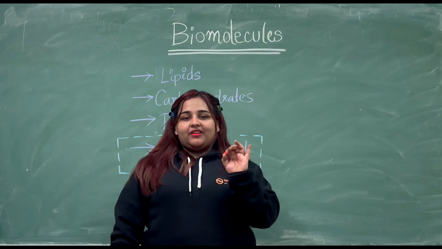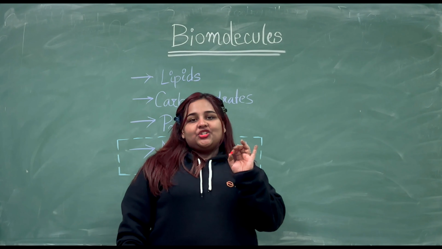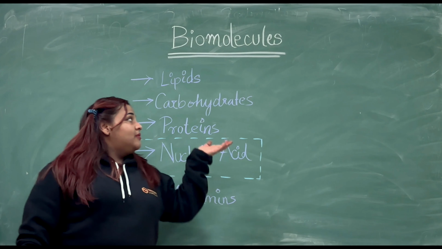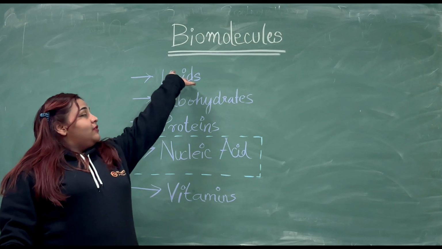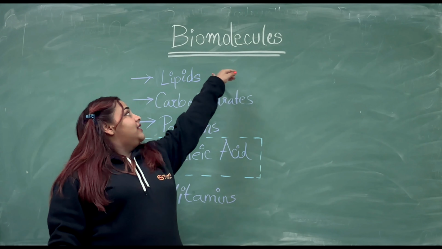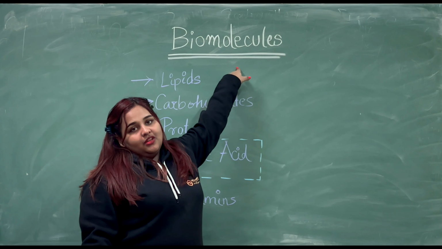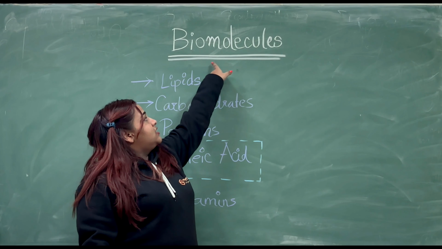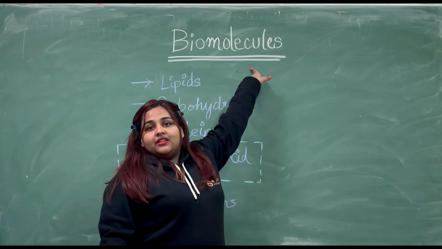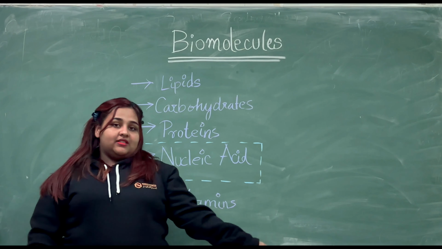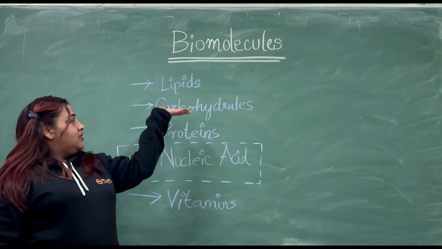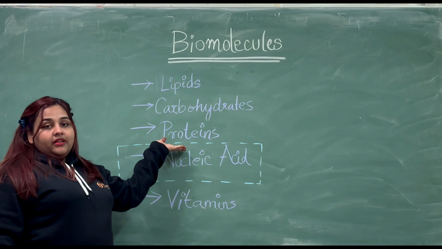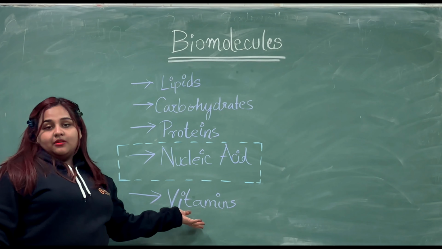I am Chandrima, and I am doing my Master's from Indian Institute of Technology Varanasi, and today we will be talking about one of the most headache-giving topics in JEE Advanced, which is biomolecules. From the word biomolecules we can see that it's bio and molecules. So basically biomolecules are those molecules which are present in the biological systems. For example, lipids, carbohydrates, proteins, nucleic acids, and vitamins.